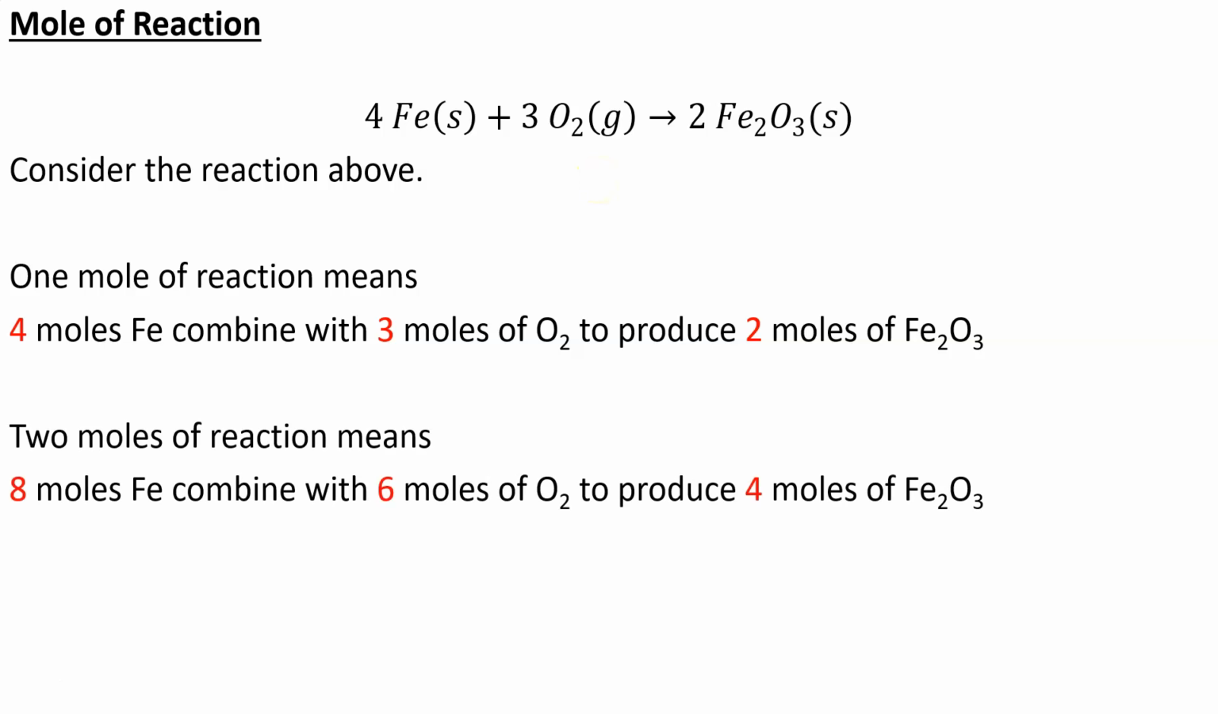So 2 moles of reaction in this case would be if I had twice as many moles as what the coefficients in the equation say. So if I had 8 moles of Fe available, 6 moles of O2, that would produce 4 moles of Fe2O3. That's 2 moles of reaction.